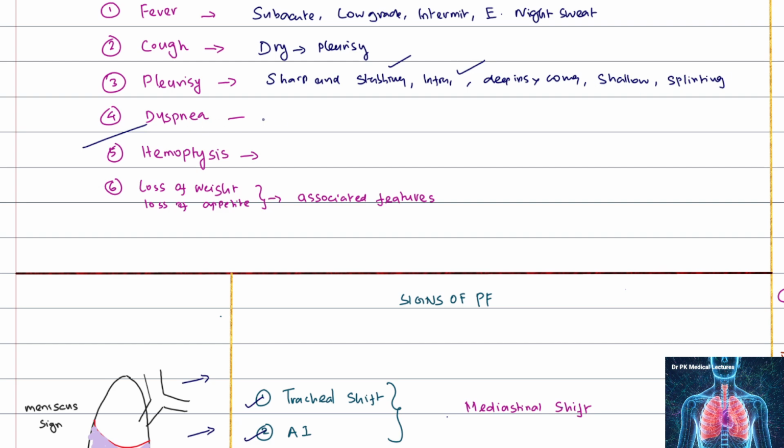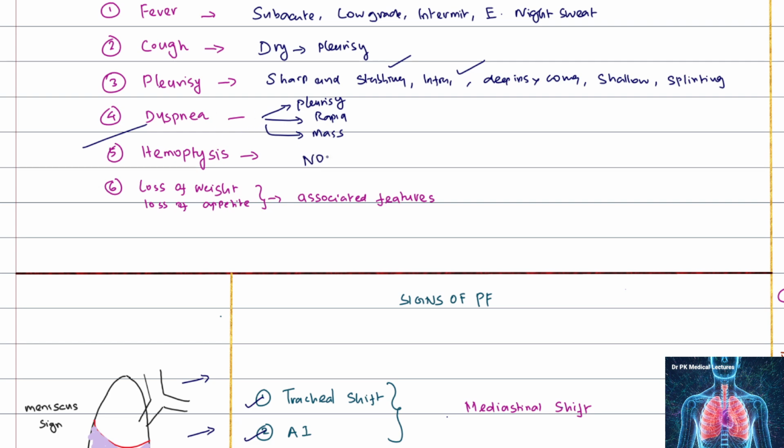Then dyspnea. The most common mechanism of dyspnea is pleurisy. Other mechanisms are because of rapid accumulation of fluid or because of massive collection of fluid which can compress the lung. So these are the mechanisms of dyspnea in tuberculous pleural effusion.